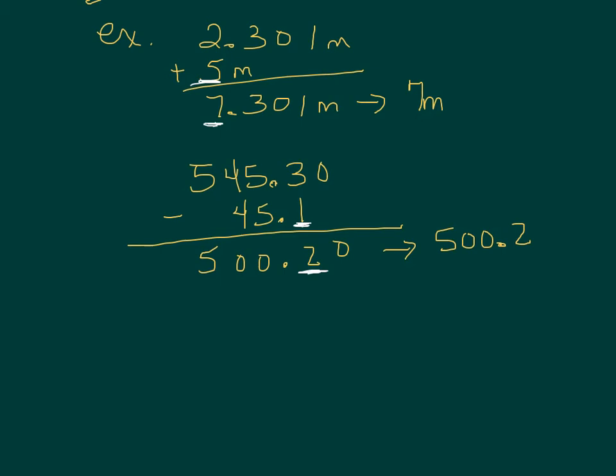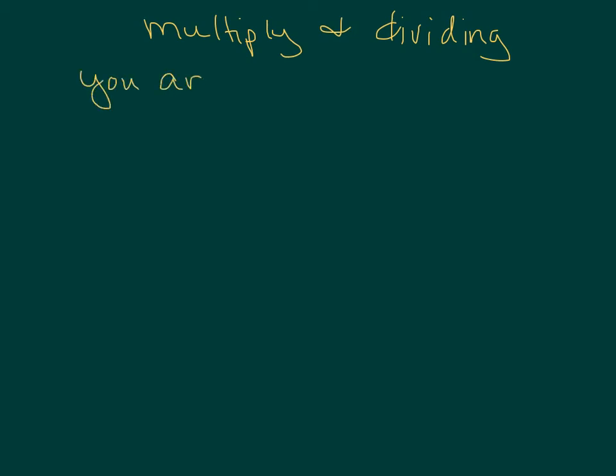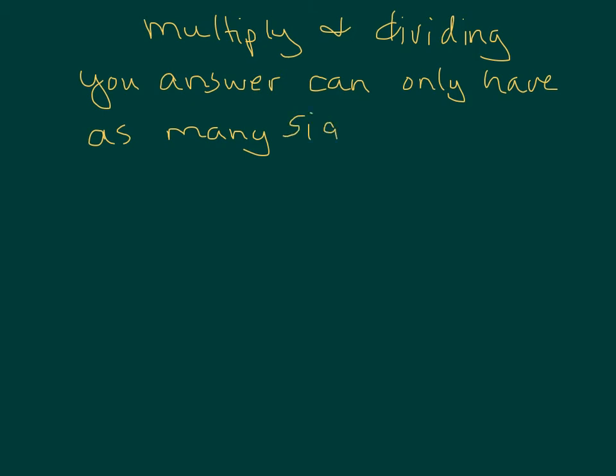Now let's look at rules for multiplying and dividing. When you multiply and divide with measurements, what do you do with the significant figures? The rule is that your answer can only have as many significant digits as the number with the least significant digits.